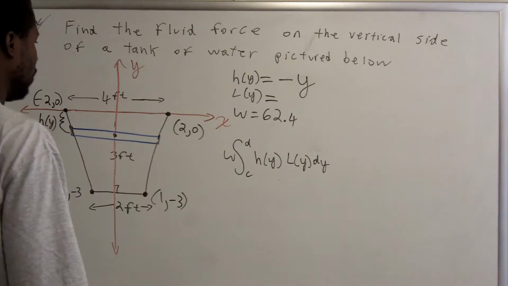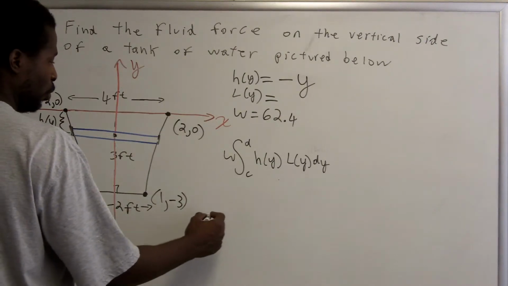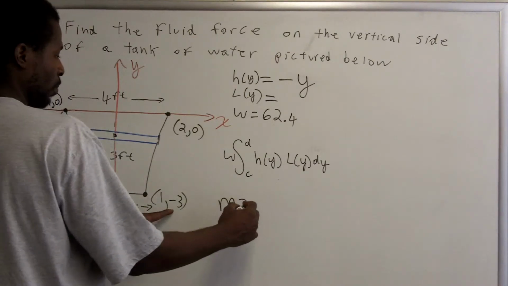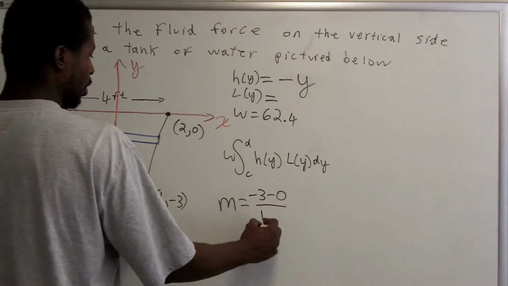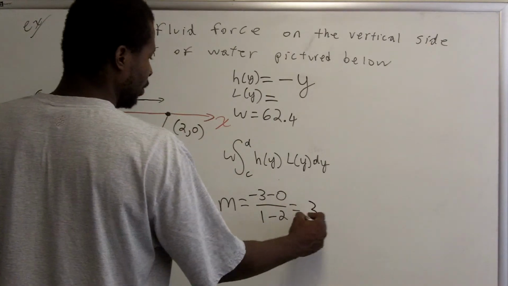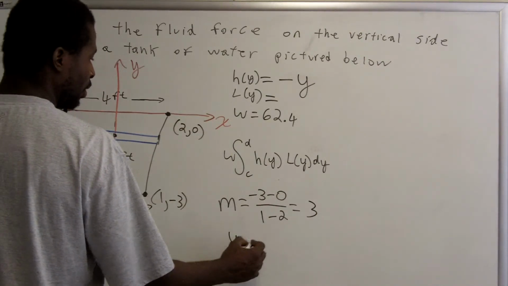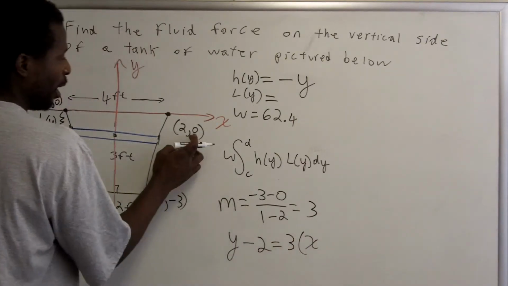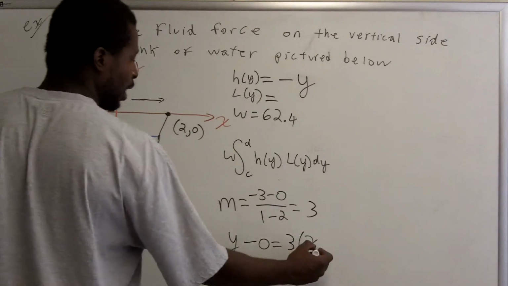So let's see. Let's come up with an equation for this line right here. Since I have the 2 points, I can find the slope of the line. The slope is negative 3 minus 0 over 1 minus 2, which is negative 3 over negative 1, which is 3. That's the slope. And an equation for the line would be y minus y1 equals m, which is 3, times x minus 2. Y minus 0 is equal to 3 times x minus 2.